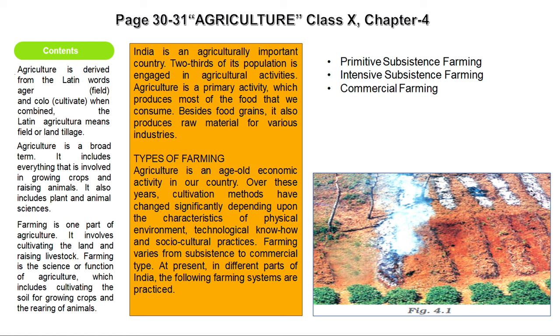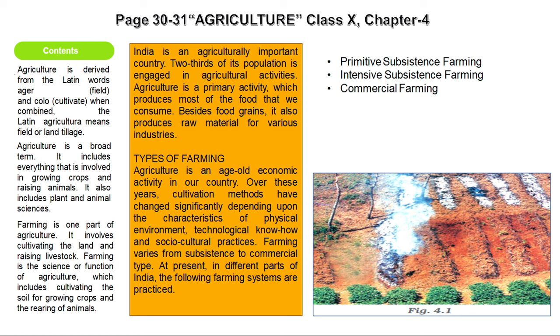Agriculture is a primary activity which produces most of the food that we consume. Besides food grains, it also produces raw material for various industries. Now the farming, types of farming. Agriculture is an age-old economic activity in our country. Over these years, cultivation methods have changed significantly.